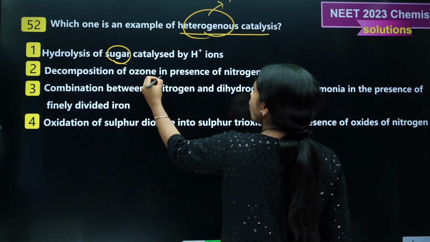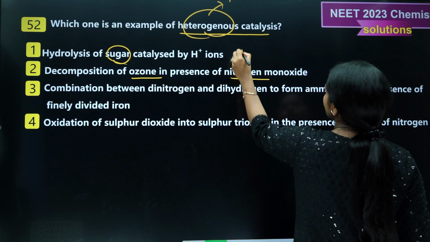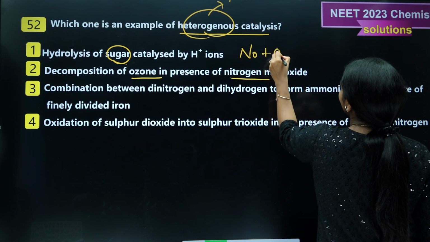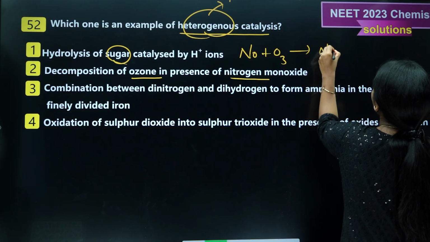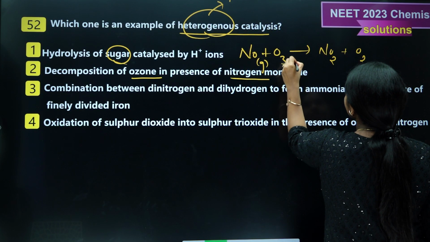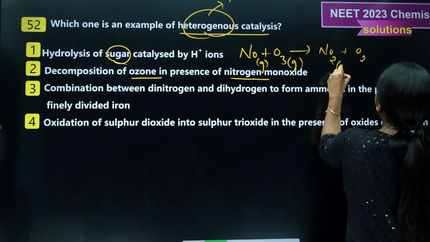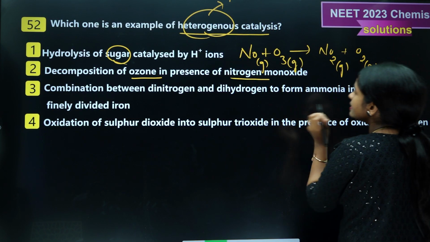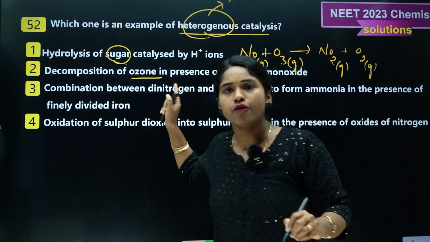See the next one. Ozone in the presence of nitrogen monoxide. NO + O3 gives rise to NO2 + O2. So here all are in the gaseous phase, where reactants, products and catalysts are in the same phase. So this is also an example of homogeneous catalysis.